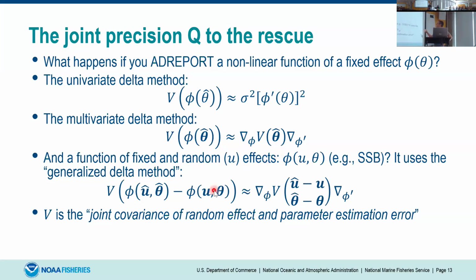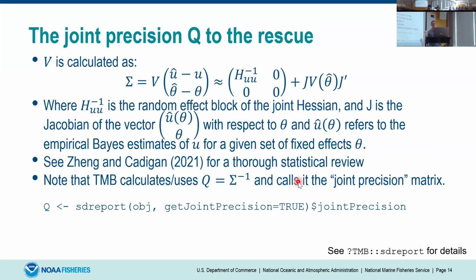Importantly, you can do this in TMB and you can stick a random effect into your function. Spawning stock biomass is a function of random and fixed effects. Your recruitment deviations are random effects. Basically, every parameter in your model goes into SSB, right? So how does TMB get a standard error for SSB? It uses something called the generalized delta method. The key is to note that we now have random effects U, and then we have this V term. This is a covariance matrix of random and fixed effects of the joint posterior space. I'm not going to go into too many details because we're out of time, but that's exactly what we want.